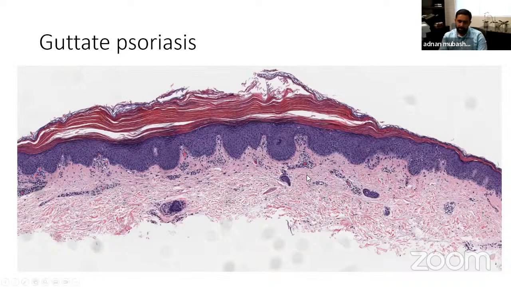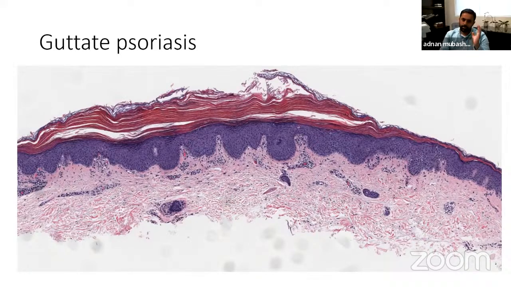You can see there's bulbar extension, but it's not as psoriasiform as you would hope. The things that you will always see are parakeratosis and neutrophils. And in areas like this, you will have loss of granular layer.